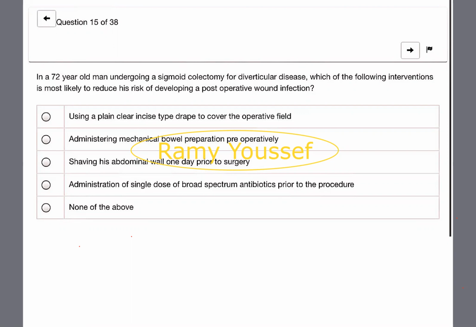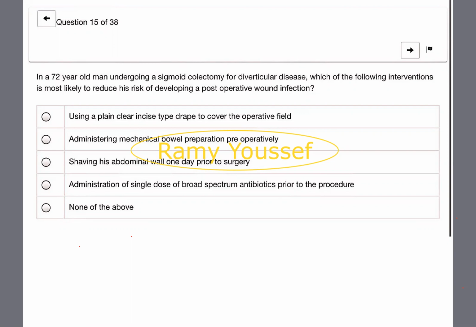Okay, here it is, the one most likely to reduce it. What type of operation is this? A contaminated operation for diverticular disease. He didn't say perforated or anything like this, so we could go for a higher classification, but we are going through the GIT, so it is diverticular disease, so it is a contaminated operation.